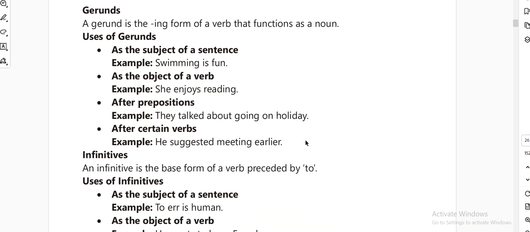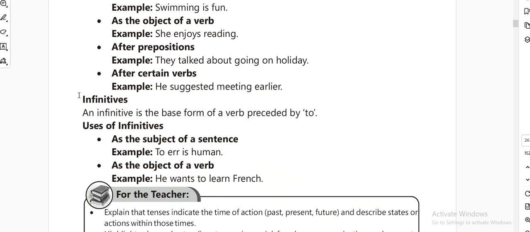Okay. Next is the turn of infinitives. Let's learn what infinitives are. An infinitive is the base form of a verb preceded by to. Many times we use words which seem to be like the verb, but they are used instead of it. An infinitive is the base form of a verb preceded by to.